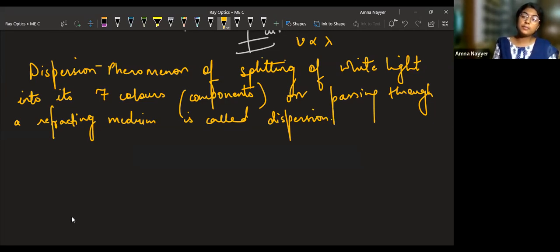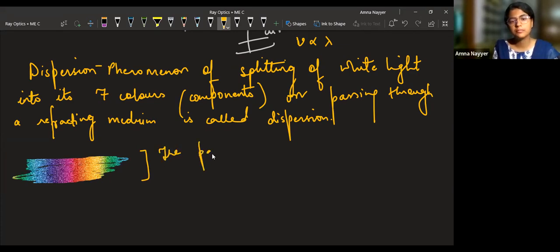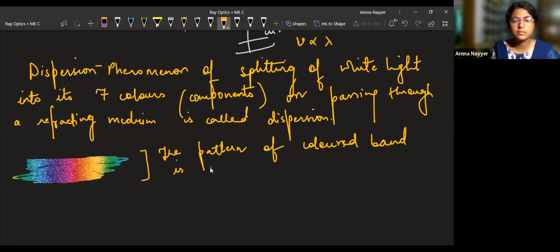Fine. And again, this pattern of all the colors that you obtain here, this entire pattern that you see, starting till this, this is known as spectrum. So the pattern of colors, or you can say colored band, is called spectrum.